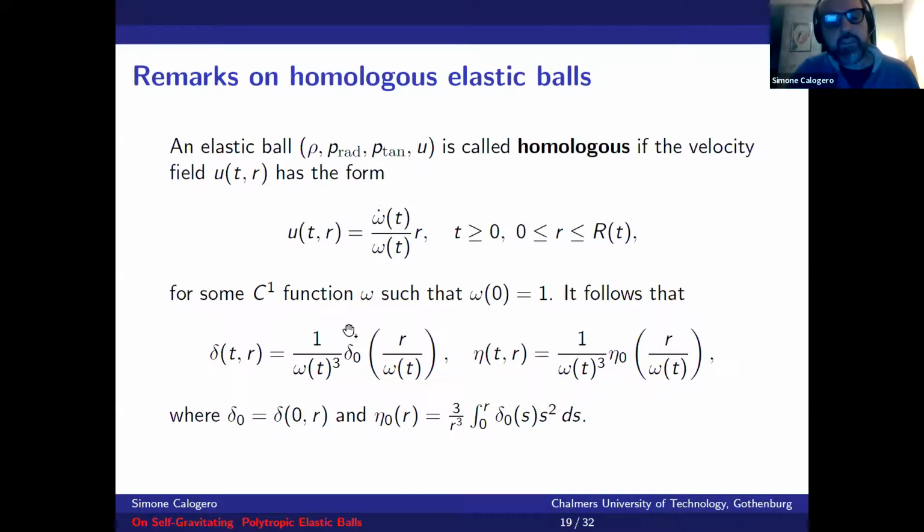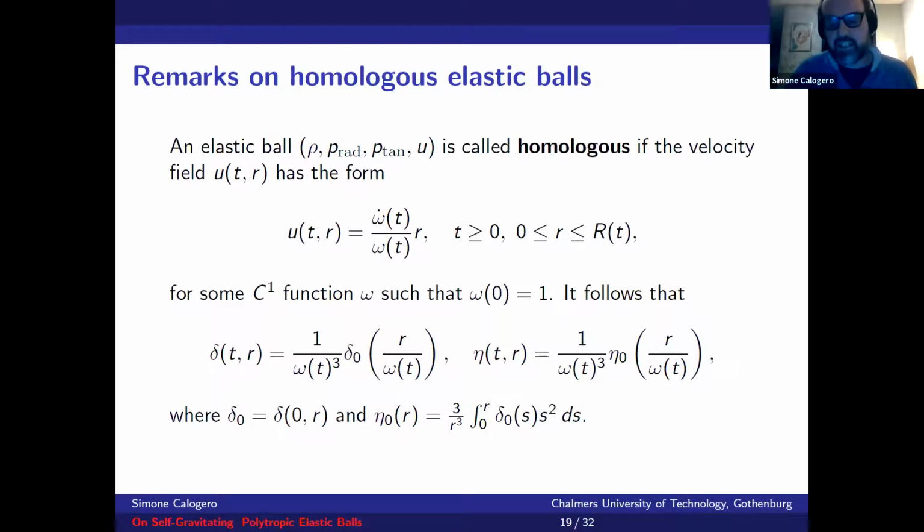And so here, if you replace this velocity field in the continuity equation, then you will derive that the density and the average particle density have this form here, where delta 0 is just, assuming without loss of generality that omega 0 is equal to 1, the initial value of the density, and eta 0 is also the initial value of the average density. And because this solution exists in the polytropic fluid case, I want this to exist also in the elastic case.